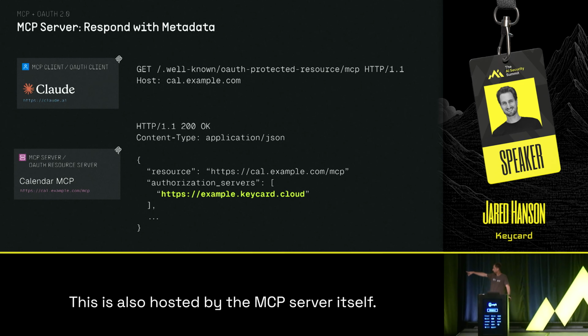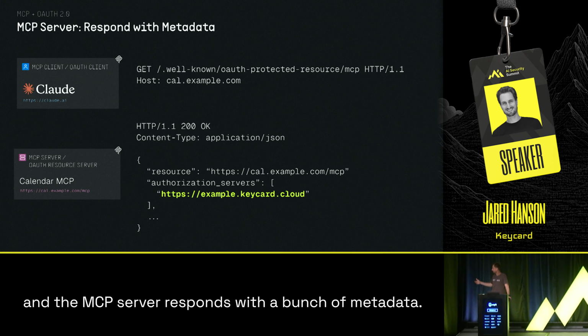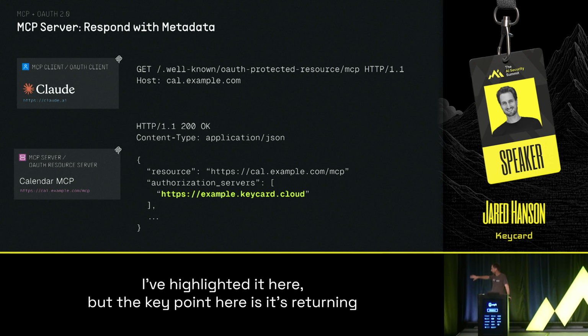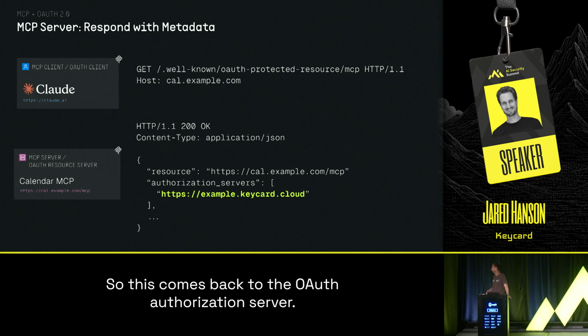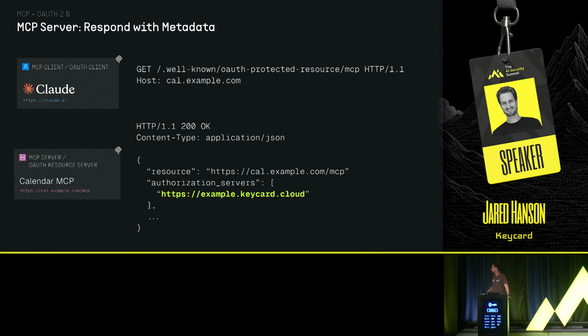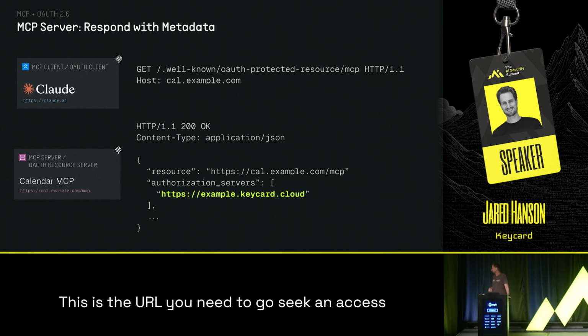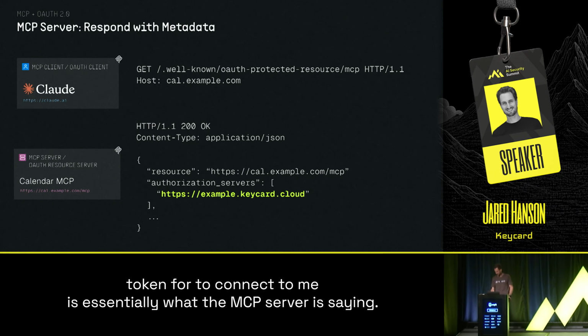This is also hosted by the MCP server itself. So Claude says, give me your metadata, and the MCP server responds with a bunch of metadata. I've elided it here, but the key point is it's returning the authorization server that protects this MCP server. So this comes back to the OAuth authorization server. This is the URL you need to go seek an access token from to connect to me, is essentially what the MCP server is saying.